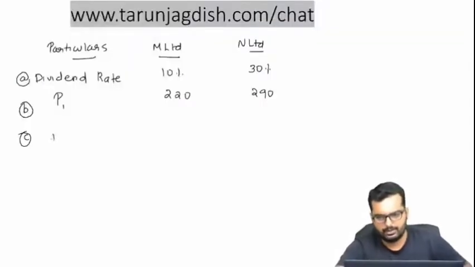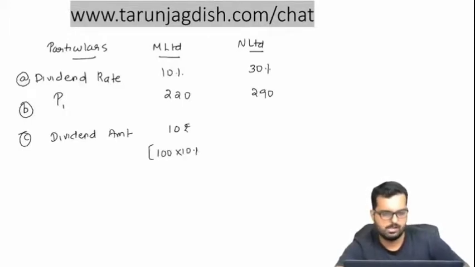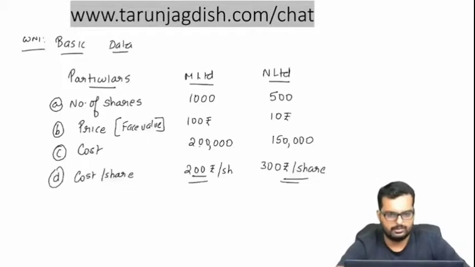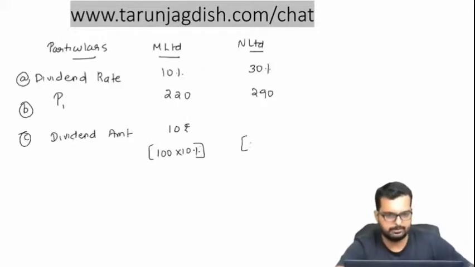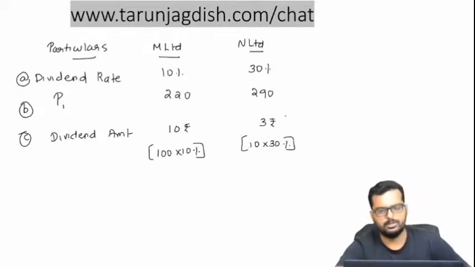So from this, can I find out the dividend amount now? How much is the dividend amount? 10% on 100 will turn out to be 10 rupees. And what about the second one? 10 into 30% would turn out to be how much? It turns out to be 3 rupees.